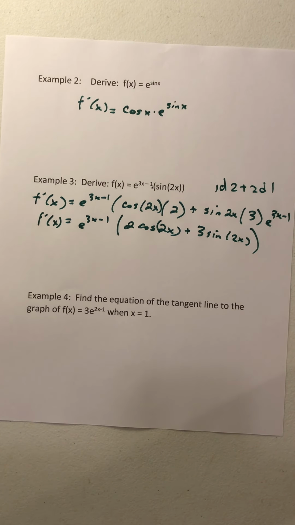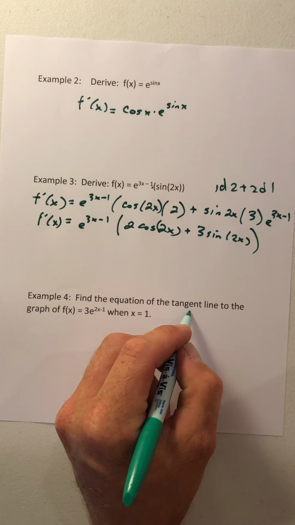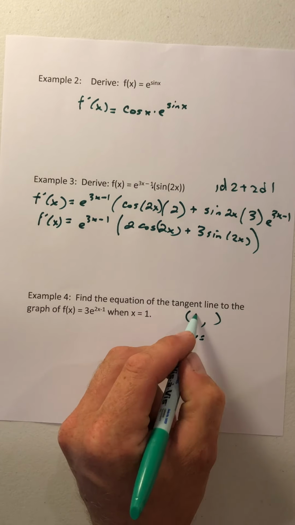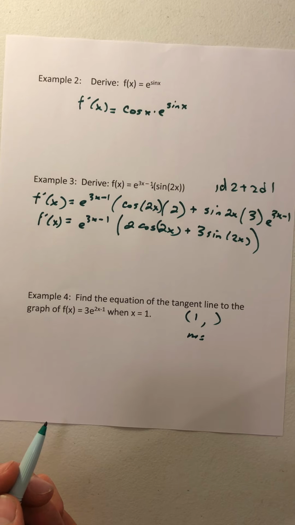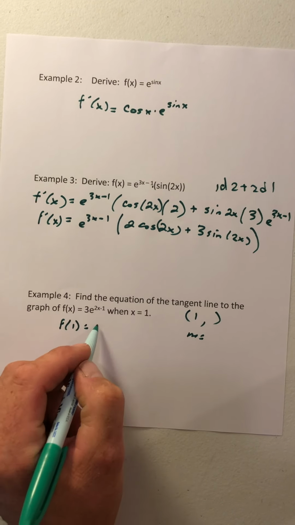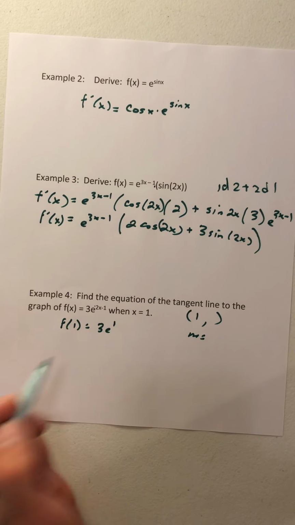In example 4, we're looking for the equation of the tangent line to the graph of 3e to the 2x minus 1 when x equals 1. So recall, to find the equation of the tangent line, we need a point and we need the slope. Our point, we know x equals 1, part of that point. We can also go ahead and find the y value by finding f of 1. So we have 3e to the 2 times 1 minus 1, which gives us 1.